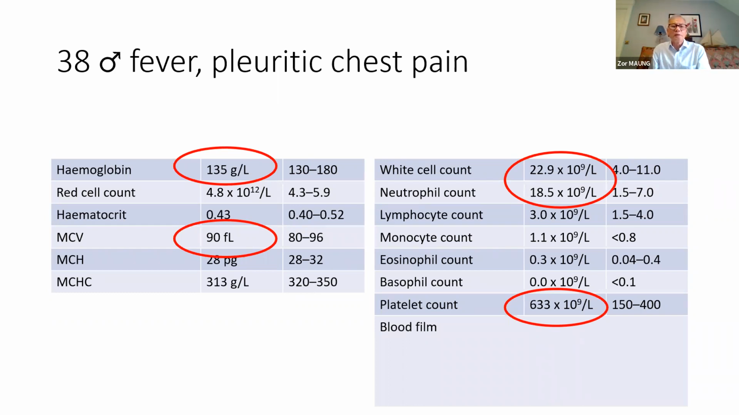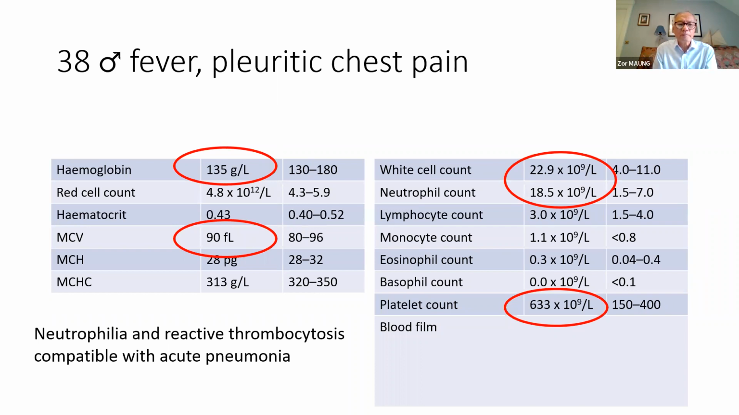Now, platelet count is also raised in acute inflammatory conditions. That's why you have a raised platelet count in this condition. So neutrophilia with reactive thrombocytosis is compatible with acute pneumonia. So you would make a decision, as the patient is quite ill with systemic illness, inflammation and pneumonia.